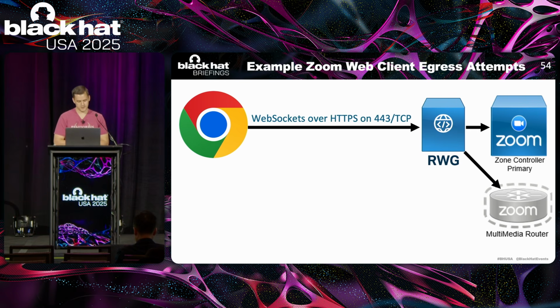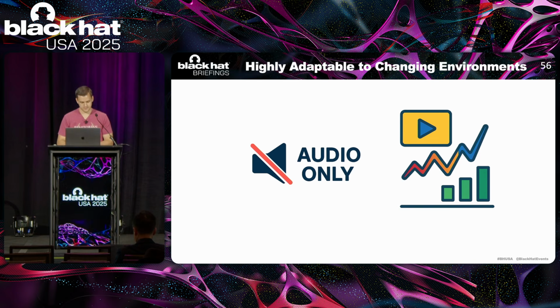So then it's going to go back and make a WebSocket connection on 443 TCP to the real-time web gateway and basically send audio and video data through that channel that then goes to the multimedia router. And so the main highlight here is that these solutions are actually very adaptable to different environments and different egress controls that might be in place.